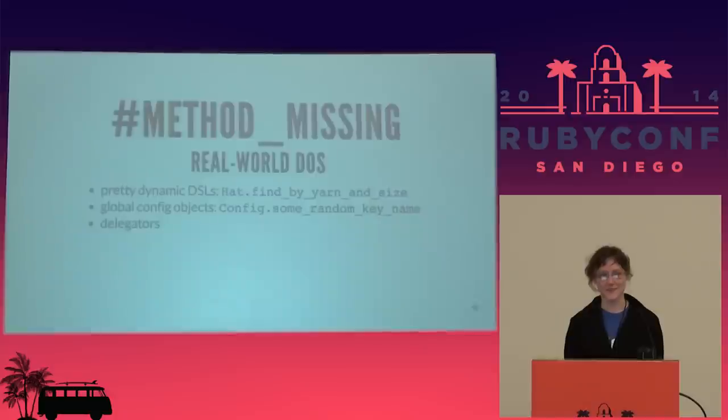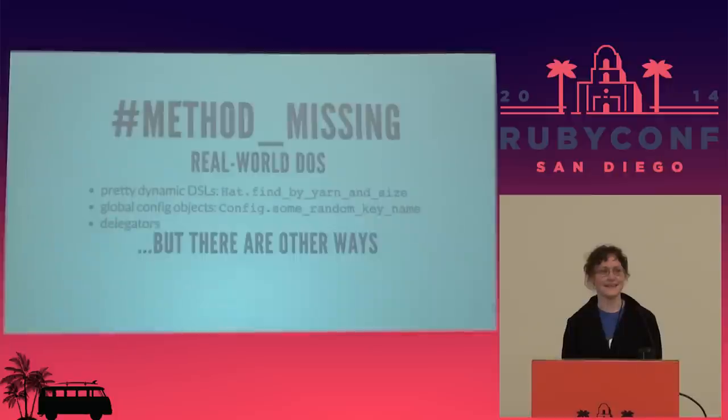So what is method missing good for? These are the traditional uses that people give: pretty dynamic DSLs, like Rails, like ActiveRecord's dynamic finder methods, global config objects like AmberBit, or delegator objects. I think that none of these is actually a good use.